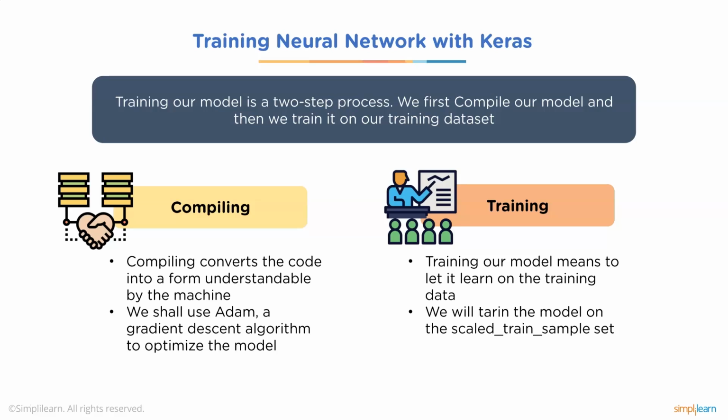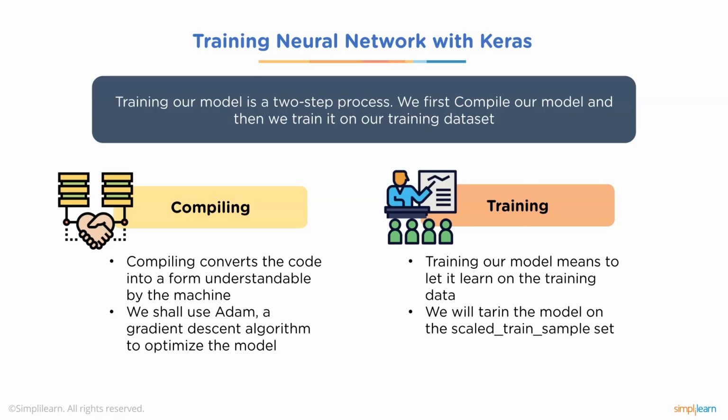So we have compiling. Compiling converts the code into a form understandable by machine. We used Adam in the last example, a gradient descent algorithm, to optimize the model, and then we trained our model, which means we let it learn on training data. And I actually had that a little backwards there, but this is what we just did.